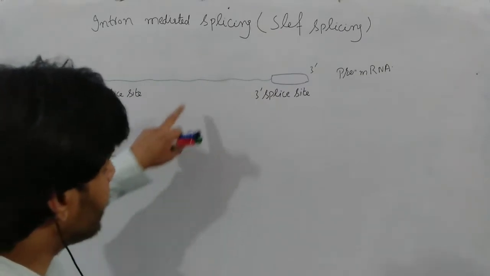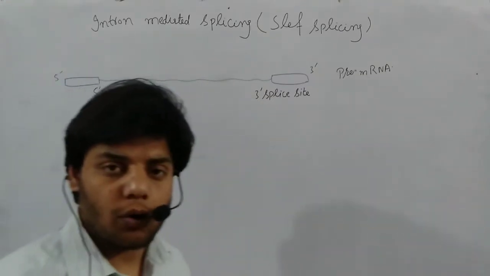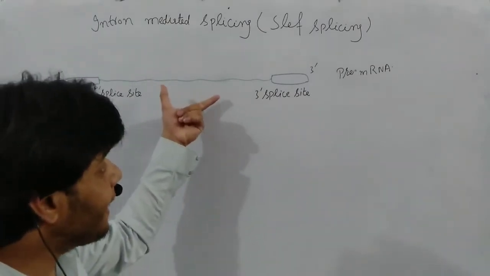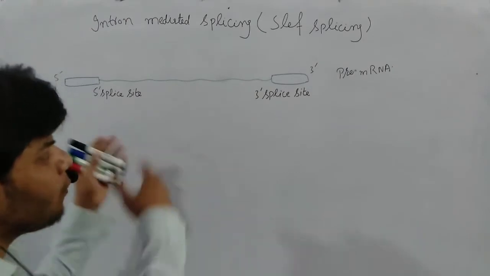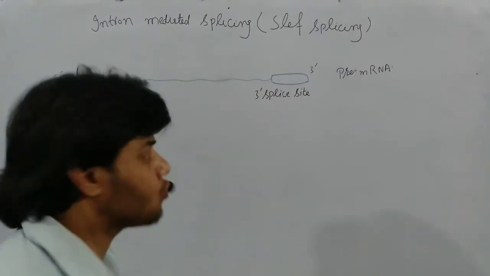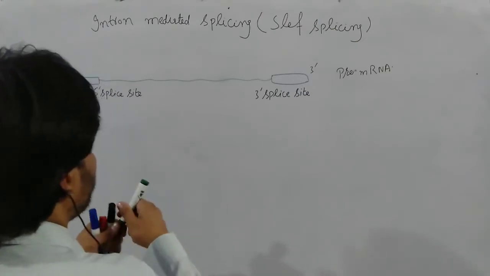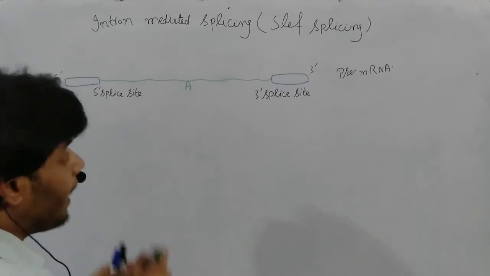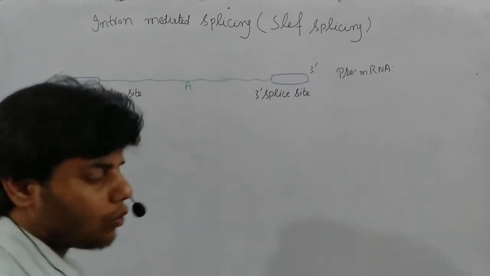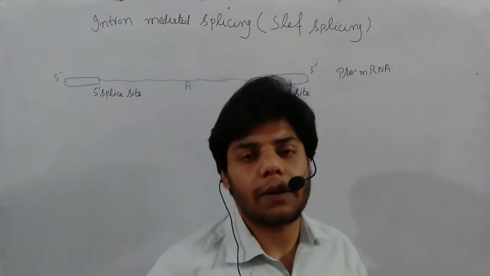Now in this intron portion, this green line represents the intron. Remember, somewhere in the mid area of the intron, we have a nucleotide which we call adenine. So adenine will be present at that specific point. And the adenine nucleotide has a hydroxyl group which is present at the 2' position.